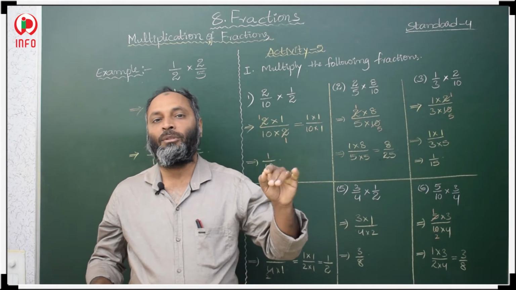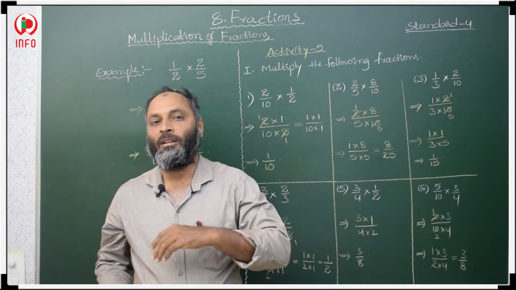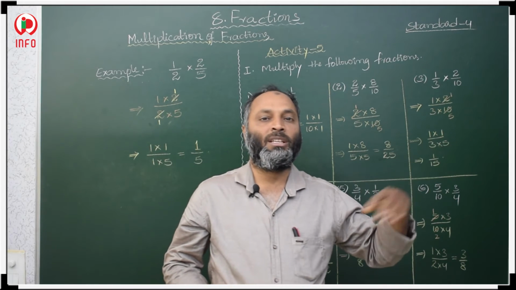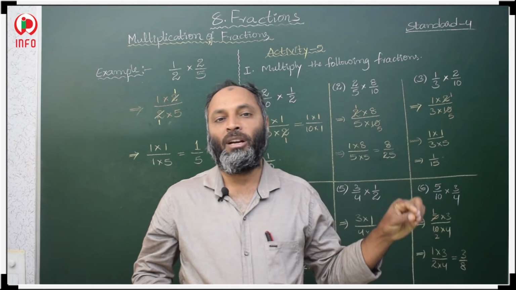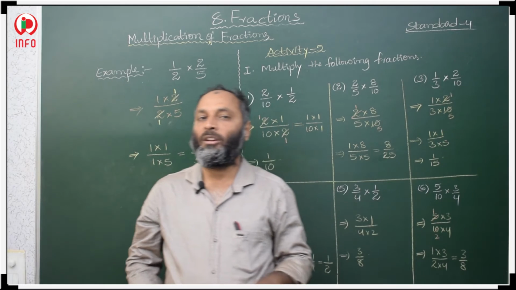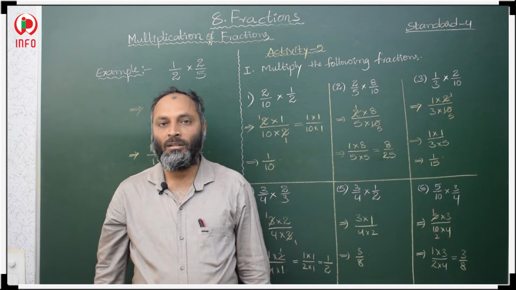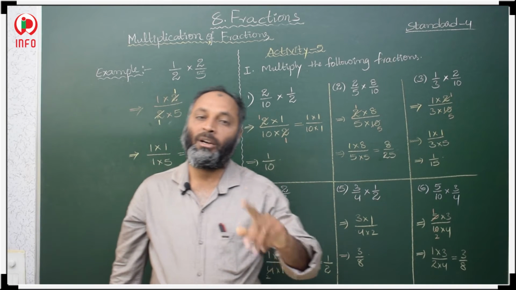So addition: 1 by 2 plus 3 by 4 is given. It is not like 1 plus 2 and 3 plus 4, just adding numerator with numerator and denominator with denominator. That is not correct. In addition we have to take the LCM and add.